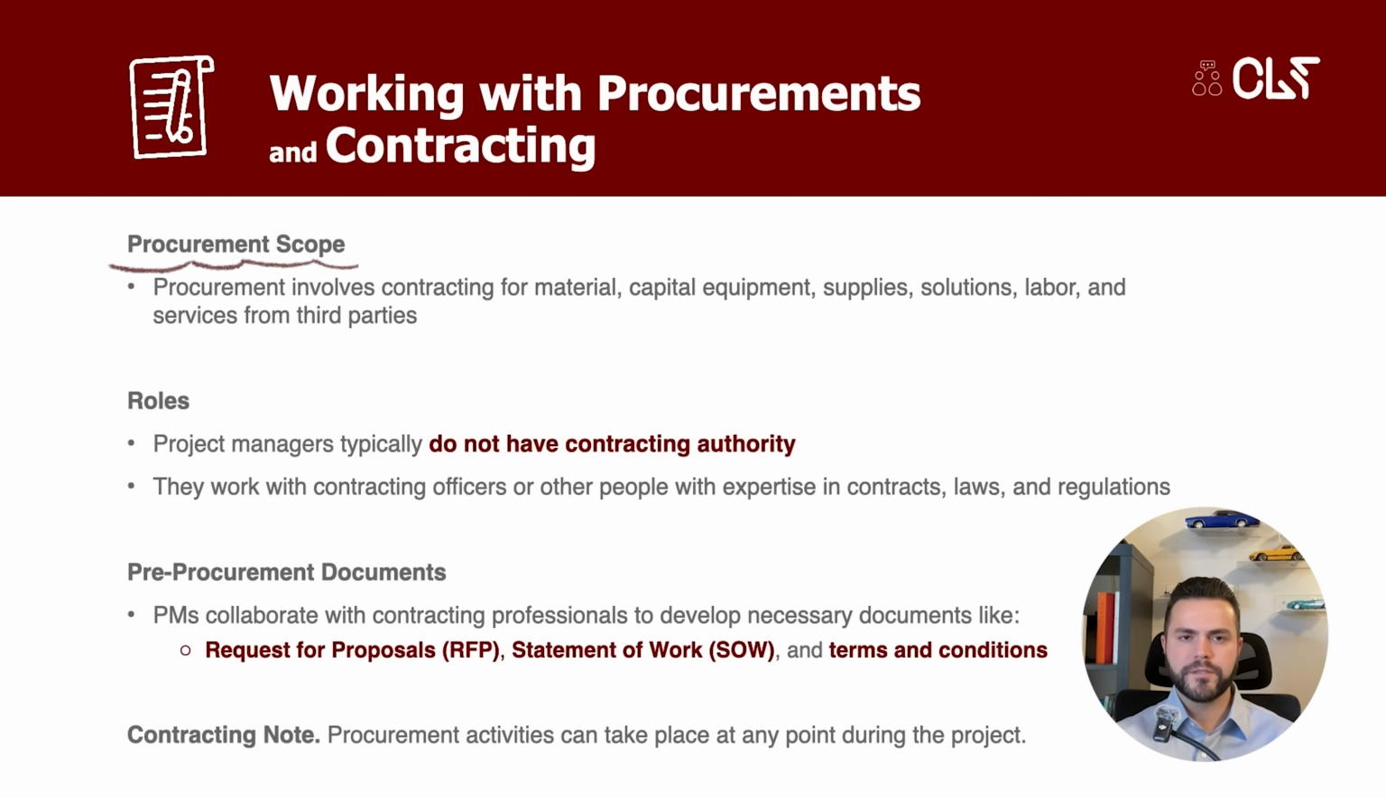Moving on to procurement. Procurement involves contracting for a wide range of needs, including material, capital equipment, supplies, solutions, labor, and services, all secured from third parties. It's important to remember the roles involved. In most organizations, project managers typically do not have contracting authority. Instead, they work closely with contracting officers or other professionals who possess expertise in contracts, laws, and regulations.